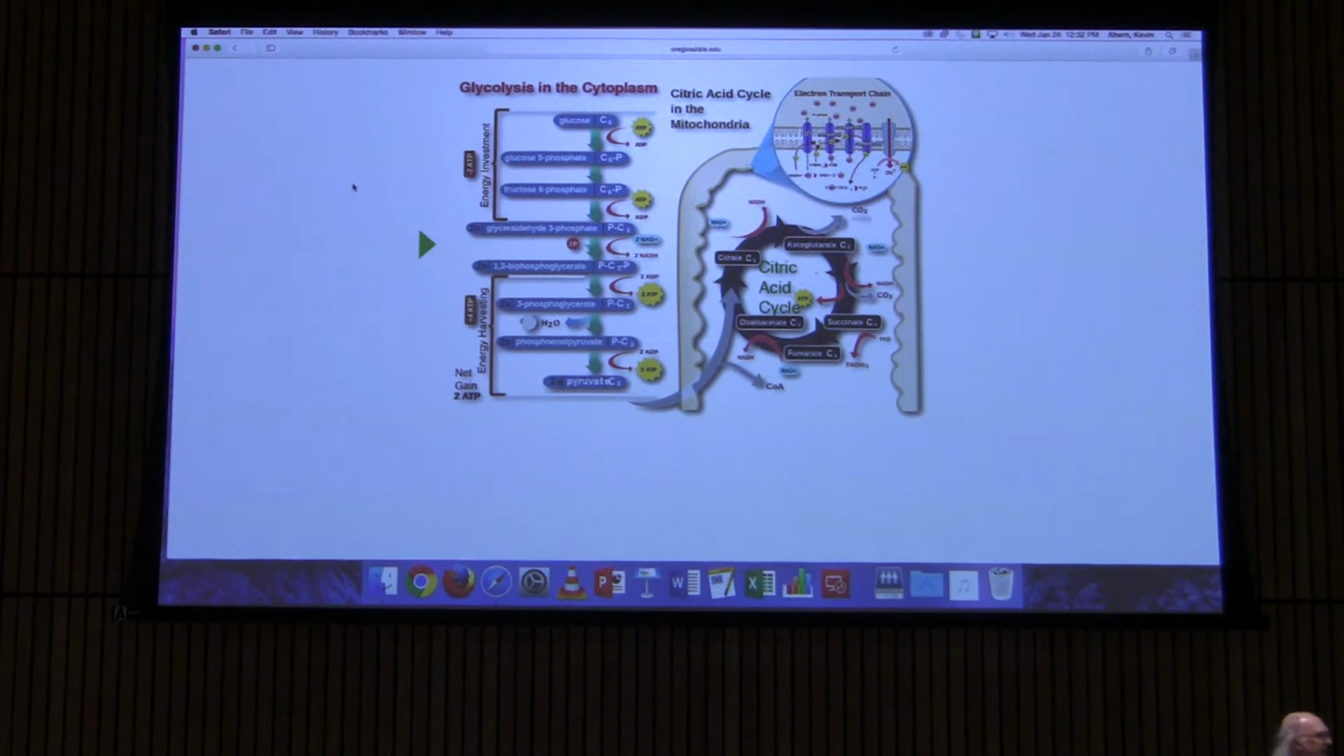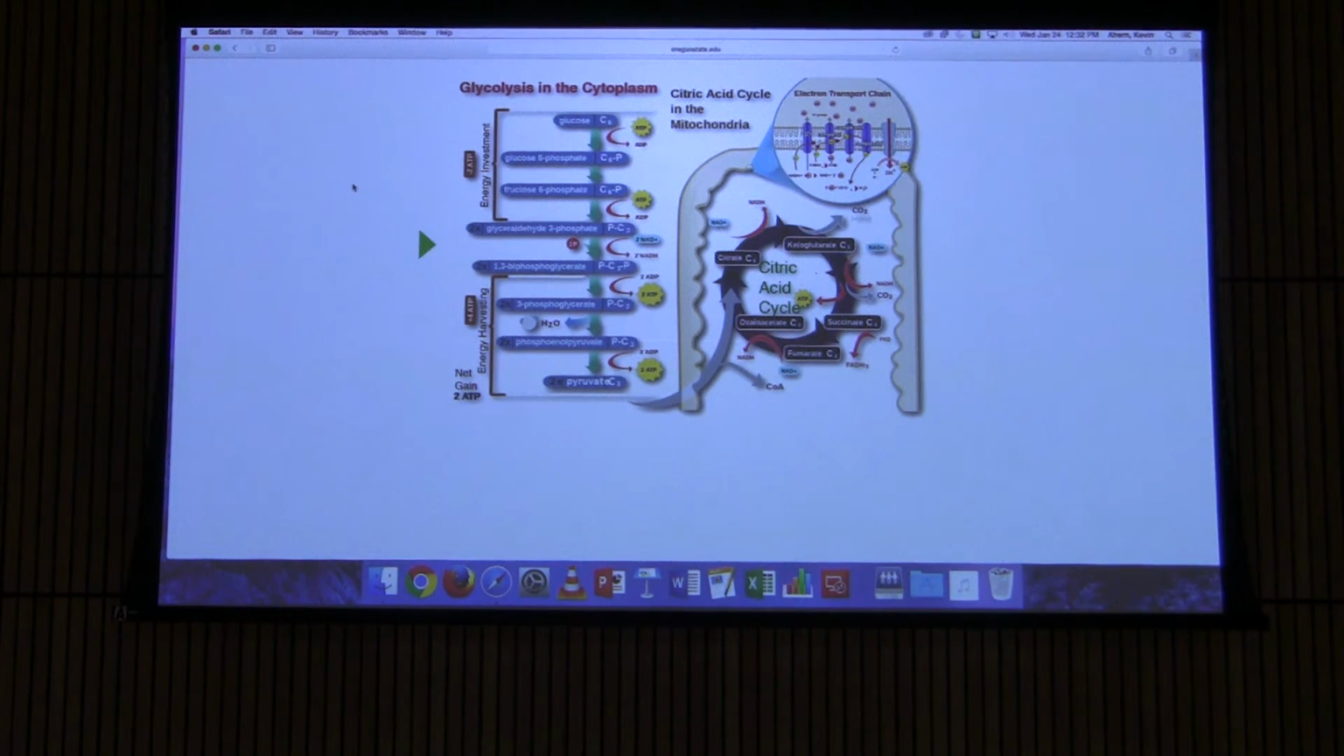So when I say cells have an infinite carrying capacity for electrons, they do if they have an infinite supply of oxygen. But if they don't have an infinite supply of oxygen, what's going to happen? The system's going to get plugged up, right? And if the system gets plugged up, what happens to the conversion of NADH to NAD?